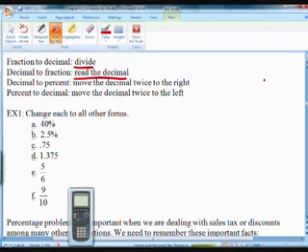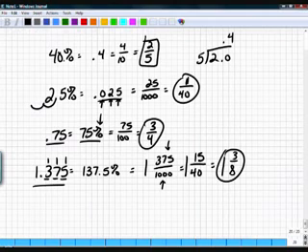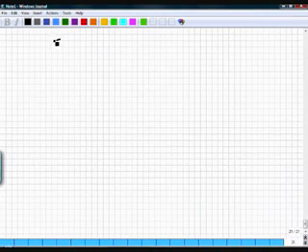5/6. This one's easy. We like it when we have fractions. 5/6. We want to change that to a decimal and a percent. Okay. Which is going to be easier? Decimal or percent first? Decimal. Definitely. How do you change that to a decimal? Easy. You just divide. 5 divided by 6. What do you get?